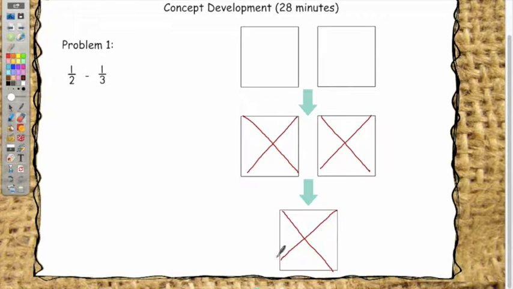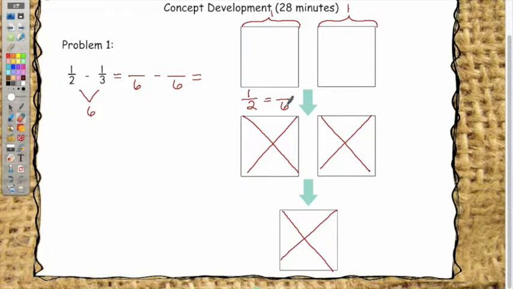Okay, so the only thing that's different today from what we've been doing is we're subtracting. That's it. We're still going to draw things the same. We'll label them the same. So the first thing I want you to do is tell me what your common denominator is. How'd you get that? 2 times 3. You multiply the denominators. Good. So that would be 6.